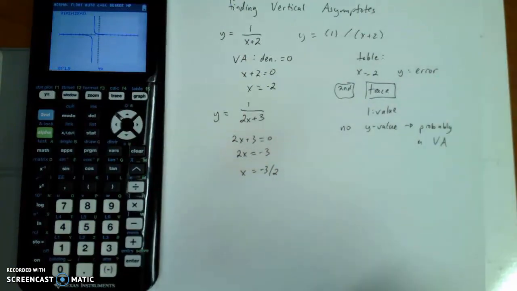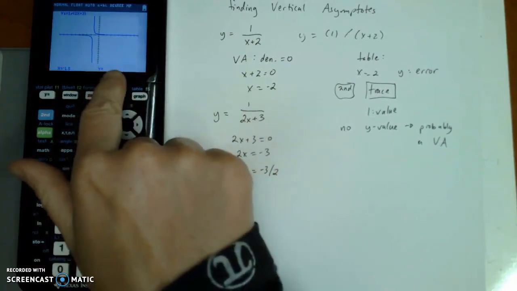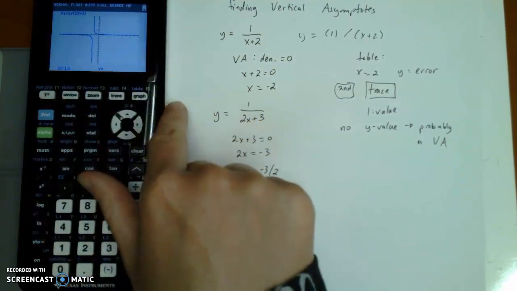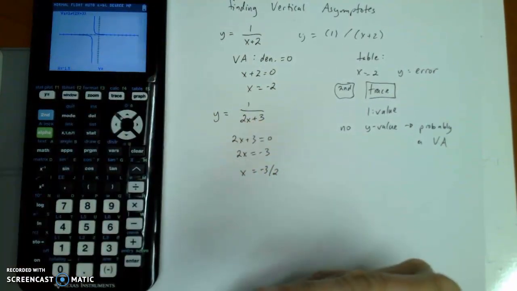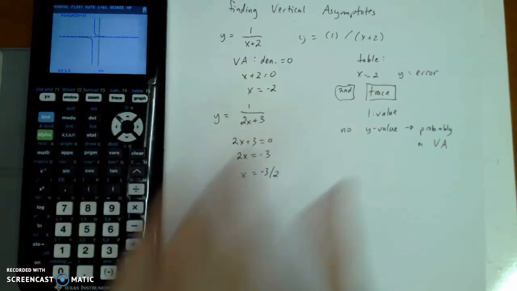So again, it does not tell me it directly. It does not say this is a vertical asymptote. I have to use the graph, the table, the value as clues that my calculator is giving me, and then I interpret that as my vertical asymptote.